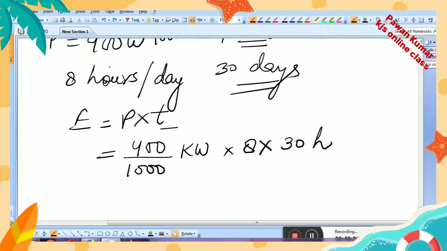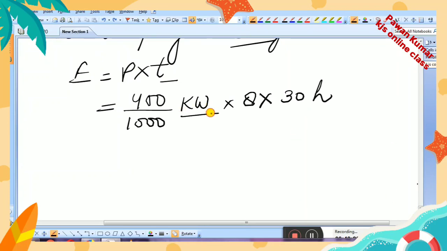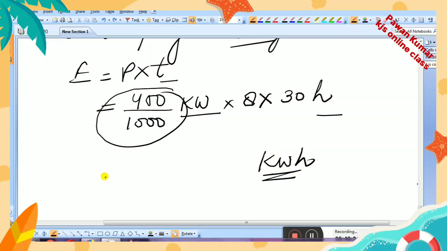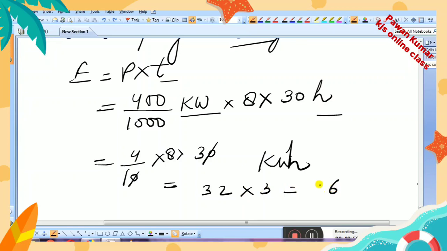Now you see, if you multiply these two things, here you have kilowatt, here you have hour. Ultimately what will you get? Kilowatt hour. That's why I converted power into kilowatt first. Now what will come from here? 4 upon 10 into 8 into 30. This 0 is cancelled by this. 8 4s are 32. 32 into 3. 3 2s are 6. 3 3s are 9. 96 kilowatt hour.